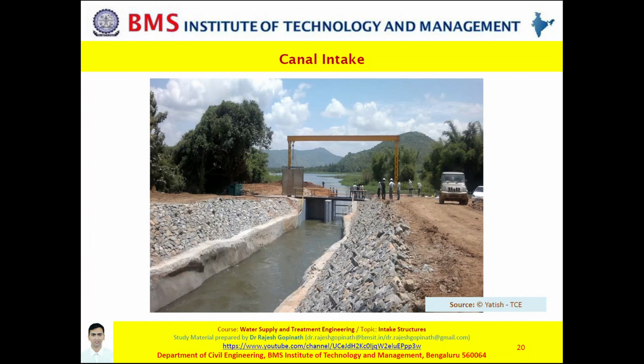Slide 20. In this slide, you can see a true photographic representation of a canal intake. By having a simple glimpse of this image, everyone would get an idea of what a canal is, how it looks like, and what it is made up of. Basically, if there is an irrigation canal which is passing through a town or near a town, then this itself can become a potential source of water supply to the town.